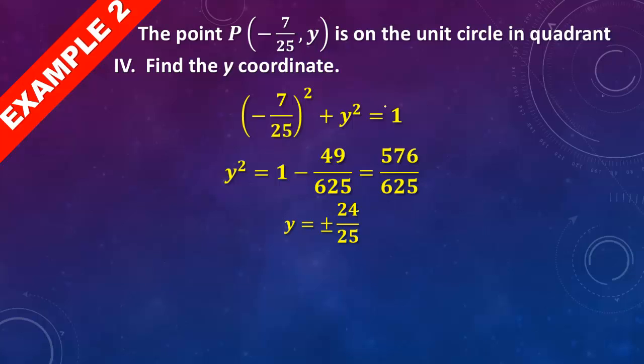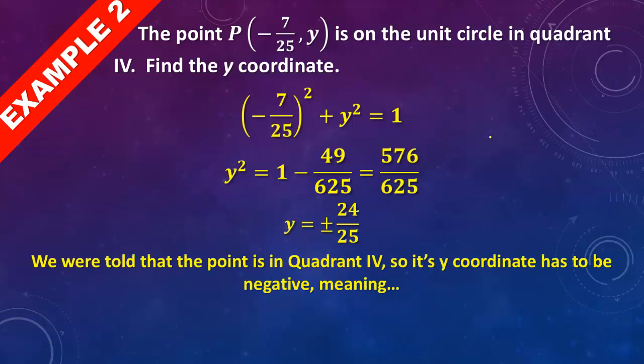And again, we need to figure out the quadrant. So we're told it's quadrant 4. So is it positive or negative? Well, we did quadrant 4 before, so again, y has to be negative. So y equals negative 24 over 25.